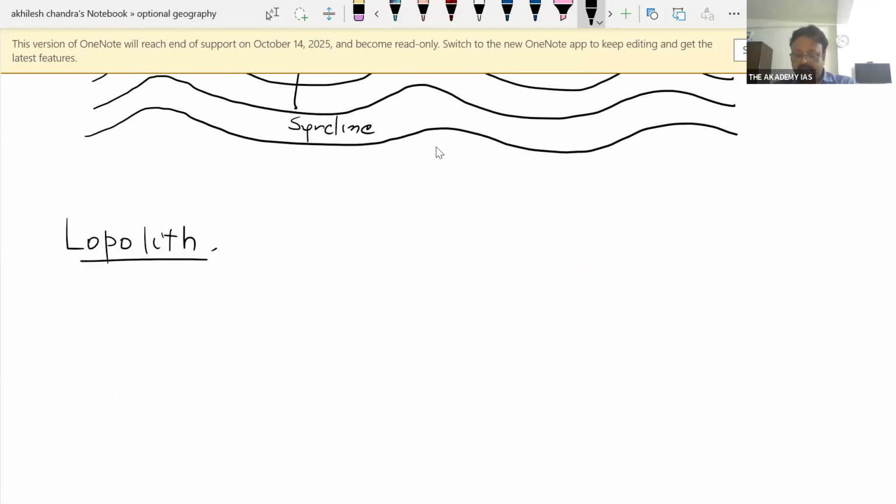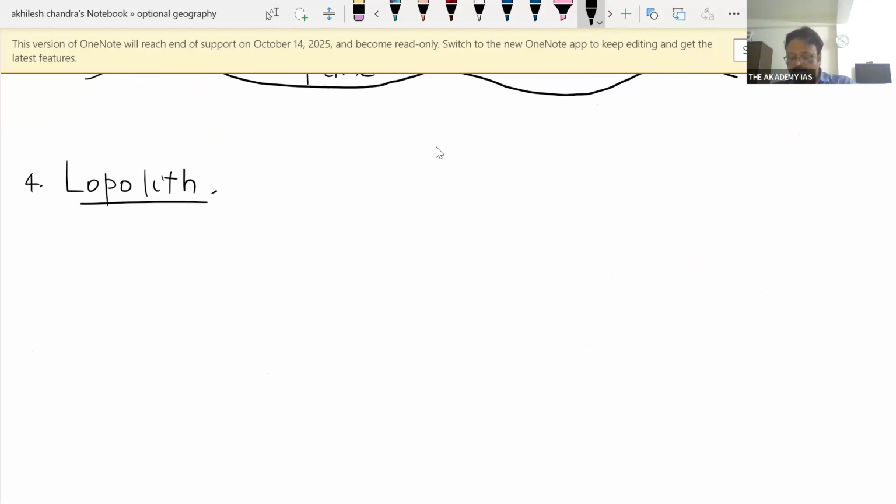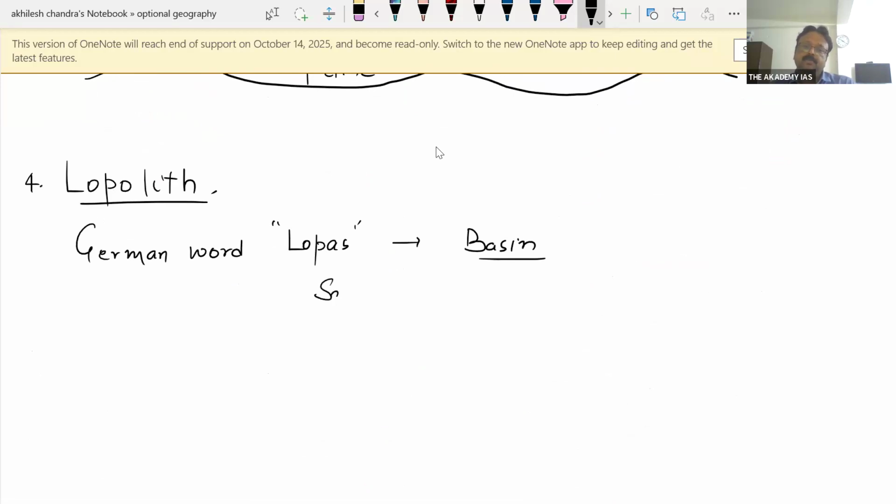Lopolith, this is the fourth solidification, I think. Lopolith comes from a German word, Lopaz. Lopaz means basin. It's a saucer shape, depression, base. So Lopaz is a bowl shape. You can say bowl shape, saucer shape, basin.